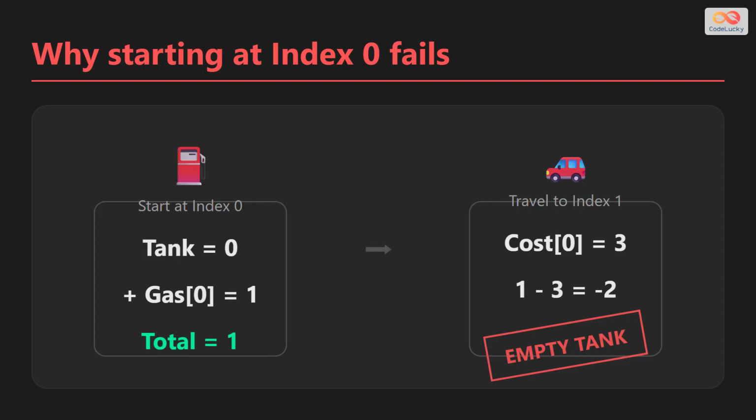Let's see why simply picking any random start point doesn't work. If we start at index 0, our tank has 0 fuel. We add the 1 unit of gas available there. But the cost to travel to index 1 is 3. 1 minus 3 is negative 2. Since our tank cannot be negative, we fail immediately. We clearly cannot start at index 0.